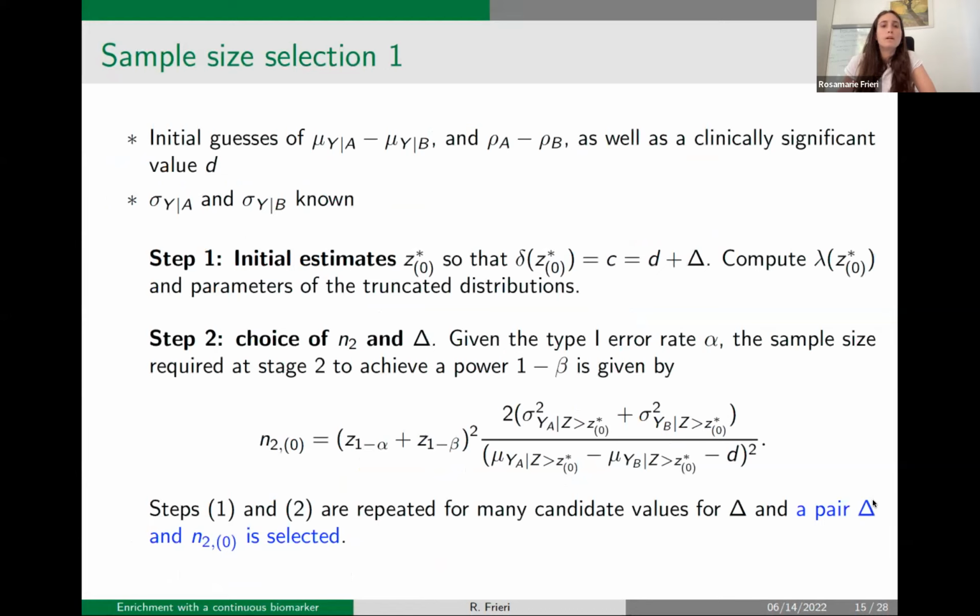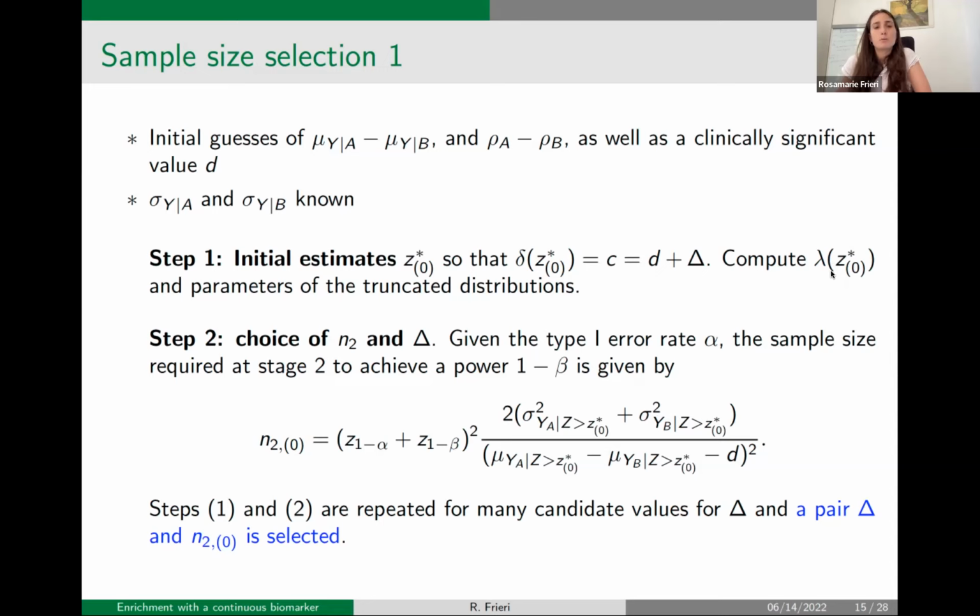So we have done stage 1 and we have done stage 2. But what about sample size? How many patients should we include in these two studies? We propose the following approach. Starting from initial guesses of model parameters and from an initial value for D, assuming that sigma y given A and sigma y given B are known, we consider several values for delta. Of course, for each value of delta, we have a corresponding value for C. In turn, these correspond to several candidate values for the threshold that we call Z star 0 for now.